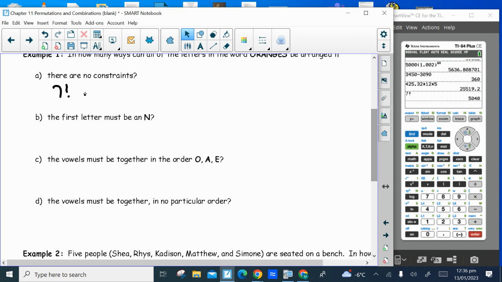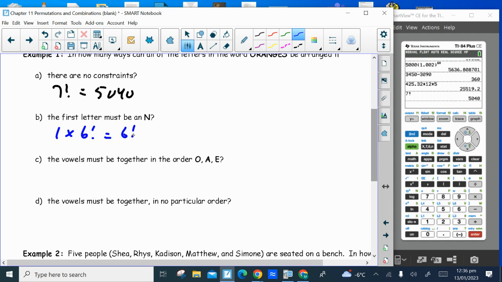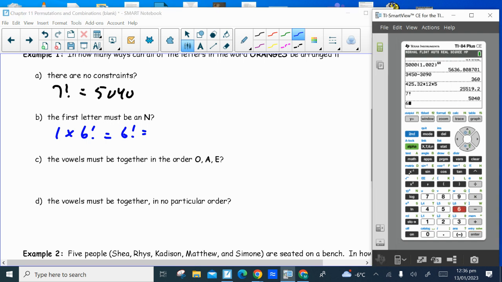7 factorial is 5,040. If the first letter must be the letter N, that means you would have one choice for the first letter, and then there's 6 remaining letters that can be arranged in any way. So that would be 1 times 6 factorial, or just 6 factorial. If the first letter must be an N, there's only one choice for that first position. So 6 factorial is 720.